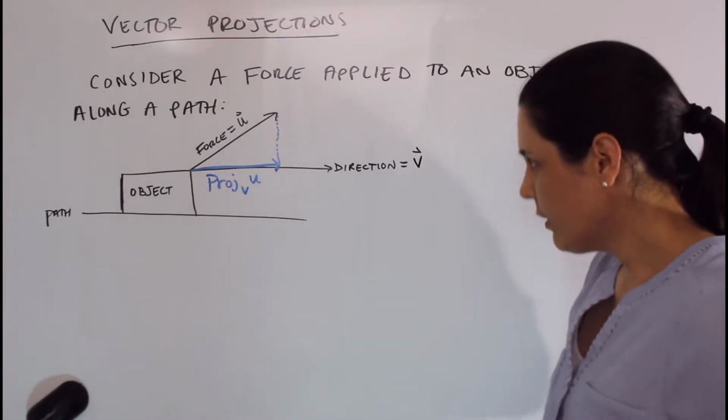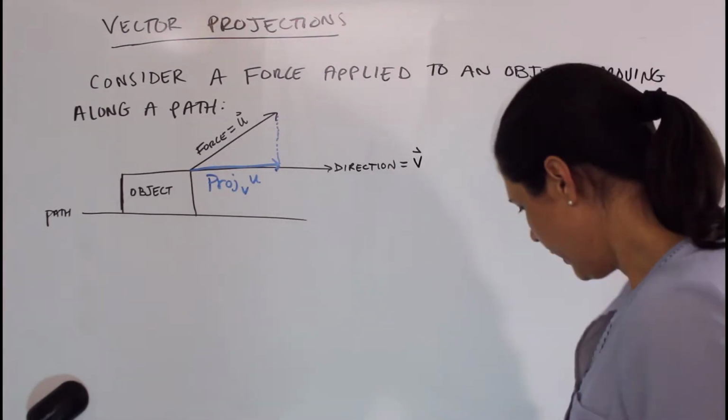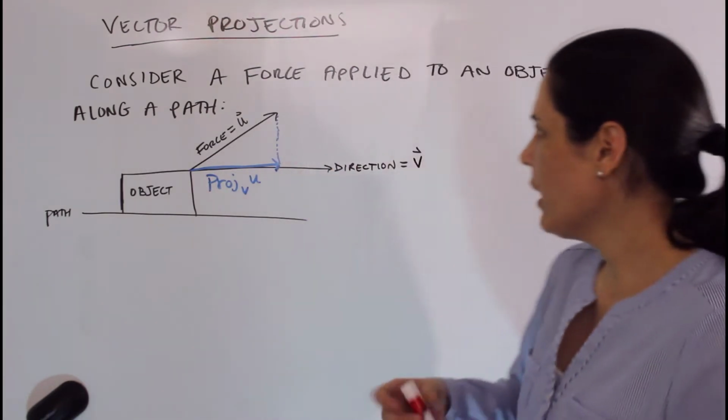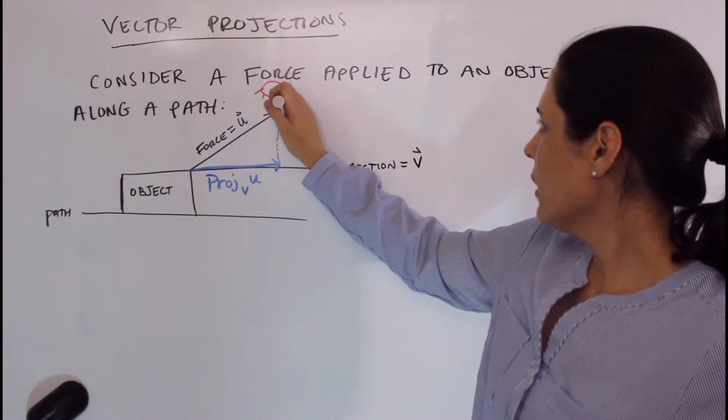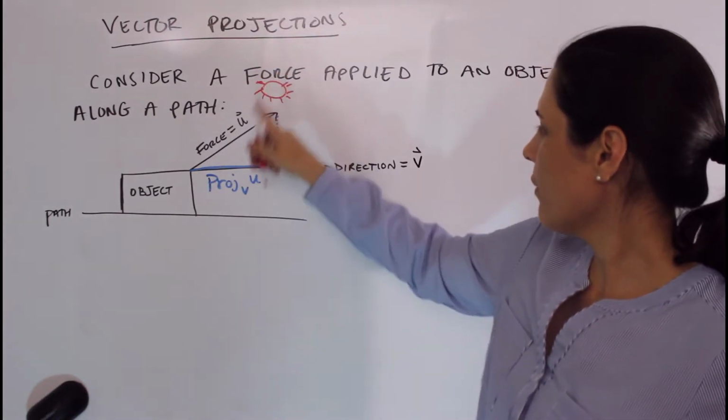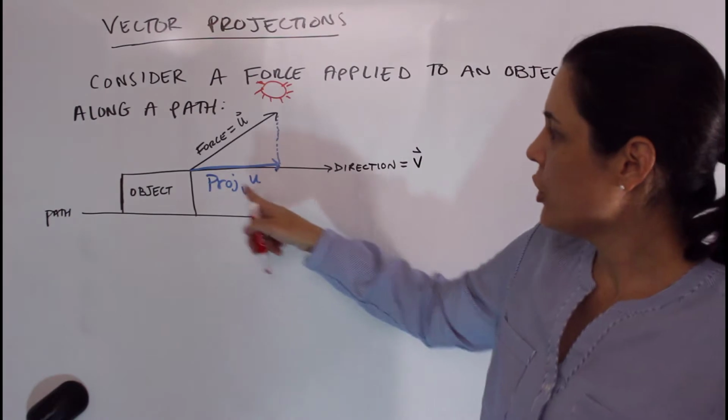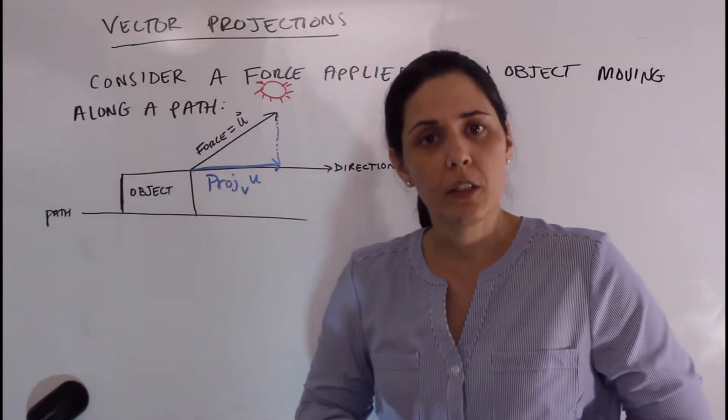You can kind of think of this like a shadow. My sun will be red, and I have the light shining up here from the sun and shining down on my force vector, and it's creating this shadow, which is the projection vector.